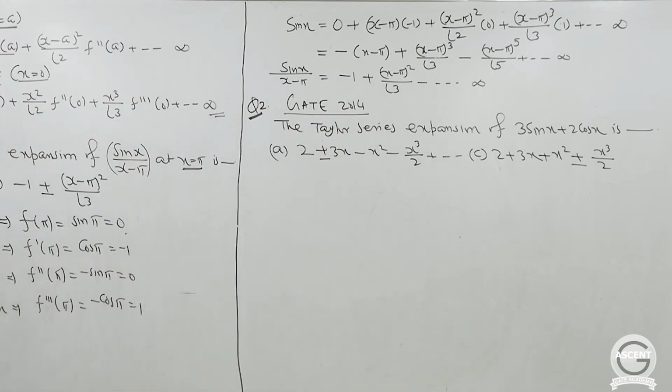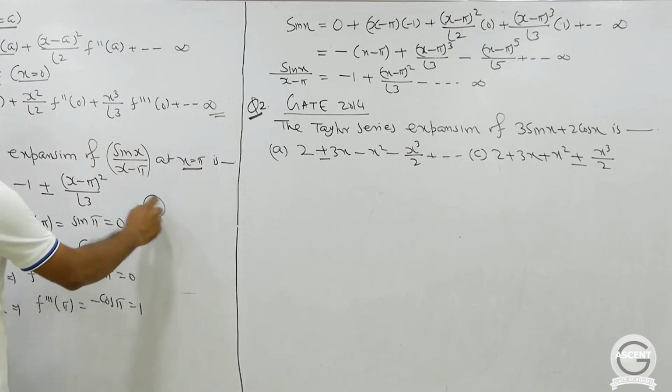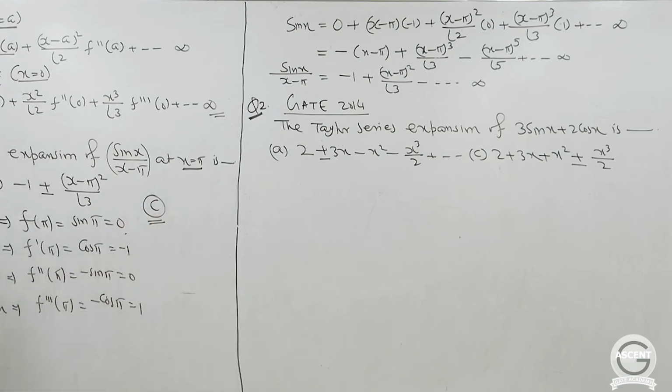As you can see, the correct option will be minus 1 plus x minus pi square by 3 factorial. So this was our option C. Option D was with the minus sign. So our correct answer will be this option C, minus 1 plus x minus pi square by 3 factorial. So this was based on Taylor series.